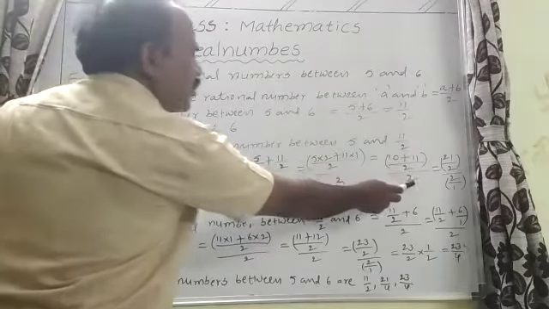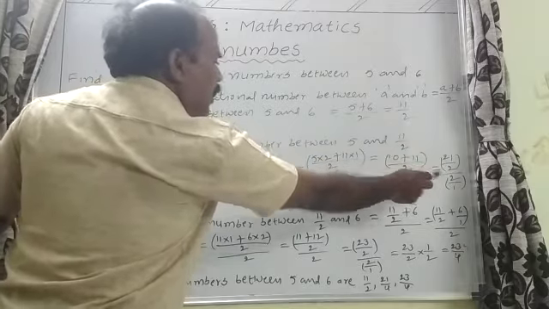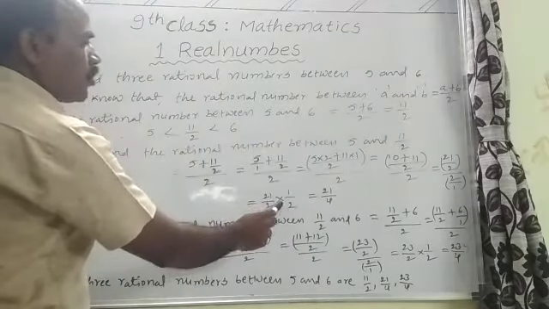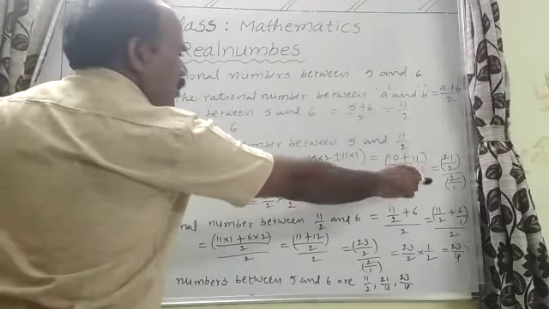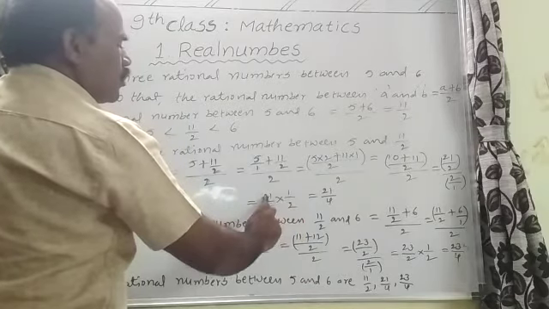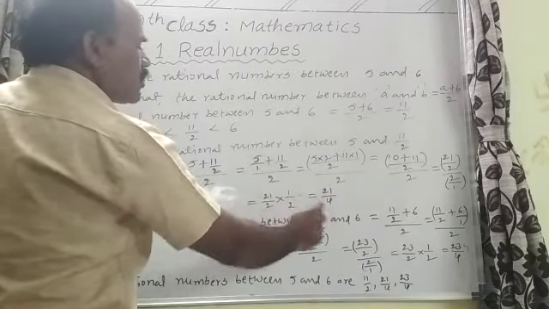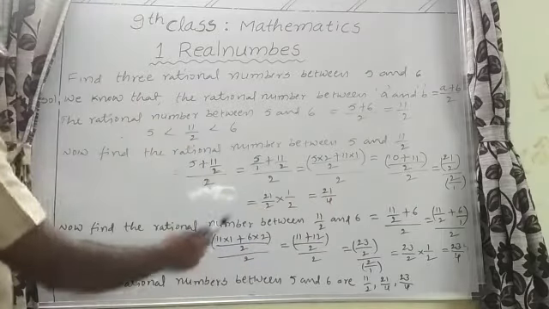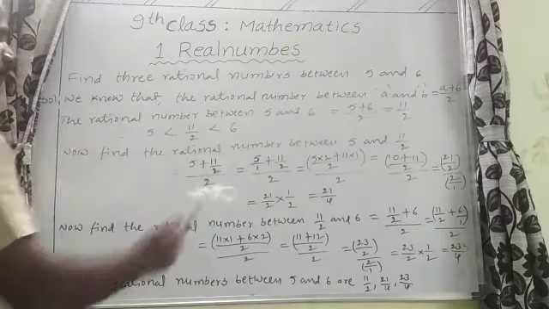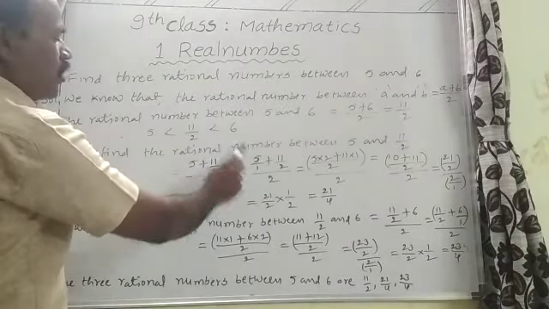The denominator is again 2. 10 plus 11 is 21, so 21 by 2, divided by 2, which means 2 by 1. 21 by 2 divided by 2 by 1 becomes multiplying by the reciprocal of the fraction, 1 by 2. 21 into 1 is equal to 21, 2 into 2 is 4. That is equal to 21 by 4. This is the rational number between 5 and 11 by 2. We will find another rational number between 11 by 2 and 6.